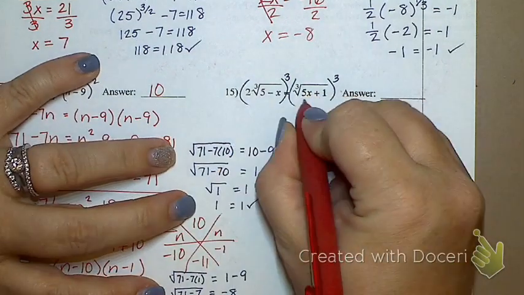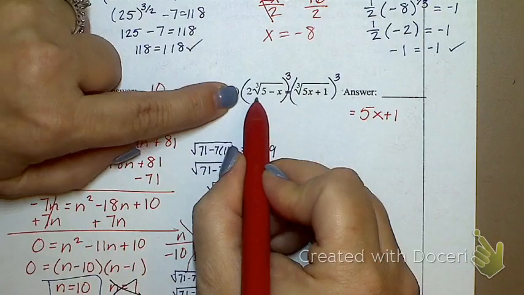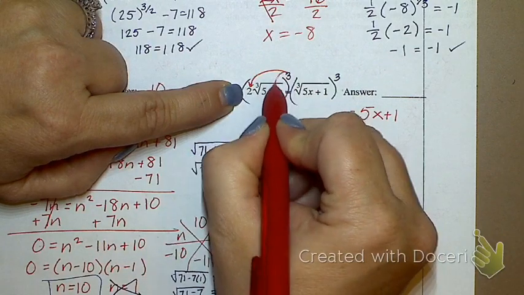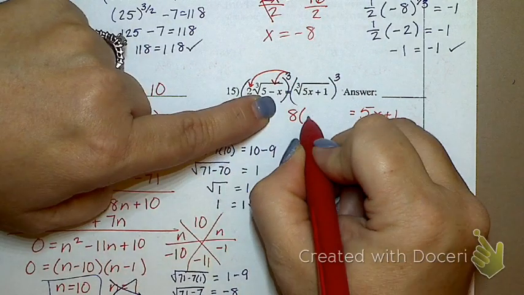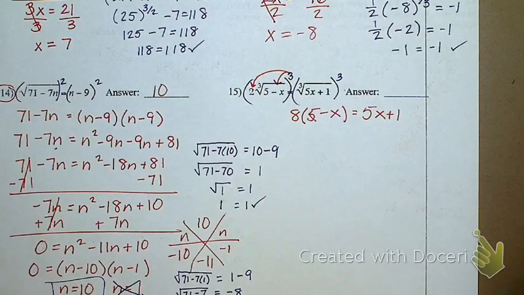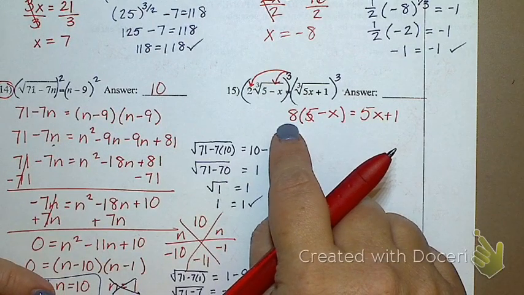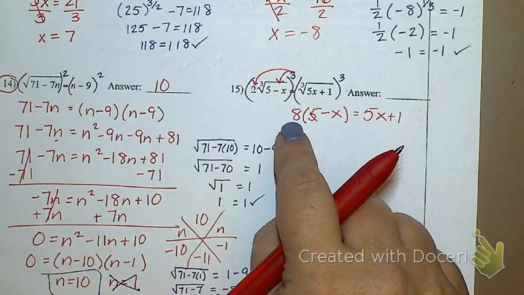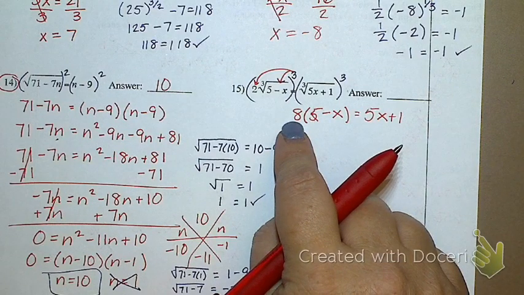So, this side is easy. I get 5x plus 1. What's tricky over here? The 2 has to get the exponent as well as the radical. So 2 to the third gives me 8. And then I have 5 minus x because the radical will cancel out. Biggest place where people miss this, they leave that as a 2 instead of turning it to an 8. Or they'll make it a 6. I'll get that all the time. Why would you put a 6 there? What would that mistake be? 2 times 3 instead of 2 to the third power.